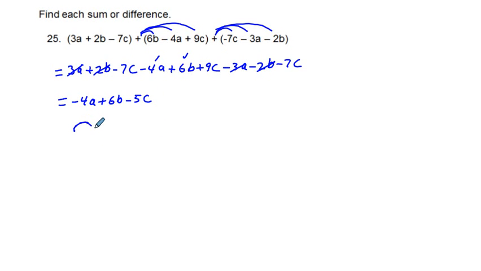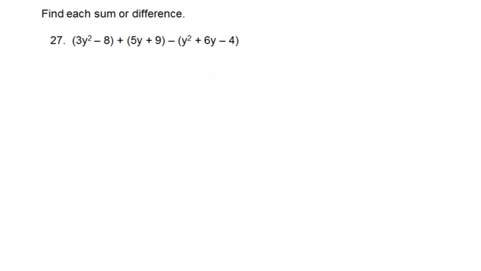Okay, I think that's going to be right. Let me double check that one. So this is going to be 7c minus 7c, this is going to be negative 14c plus 9c. Yeah, it's going to be minus 5c. So that is our answer, number 25. Number 27. Again, another find each sum or difference.